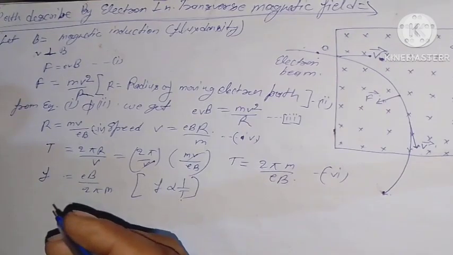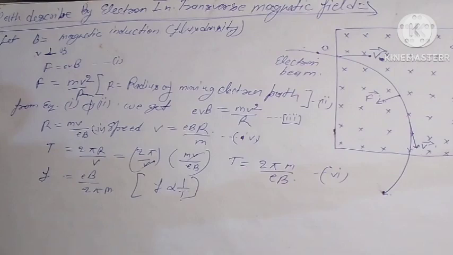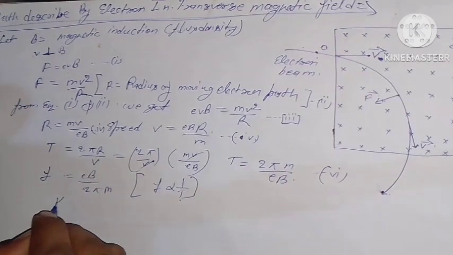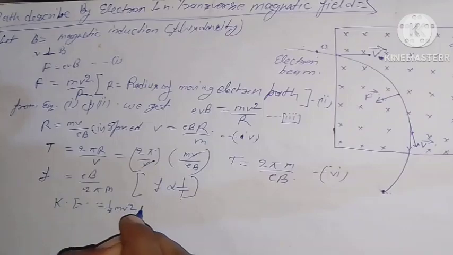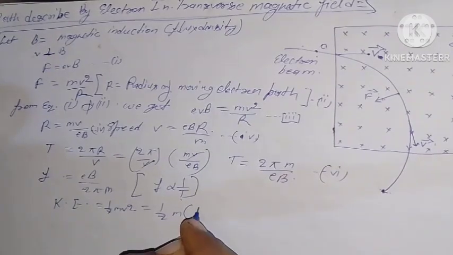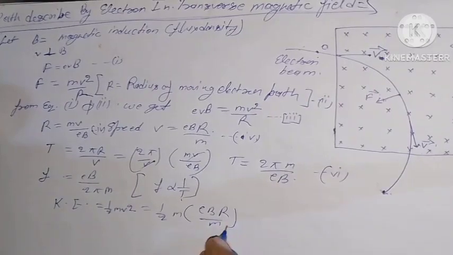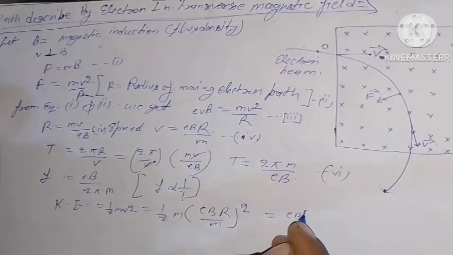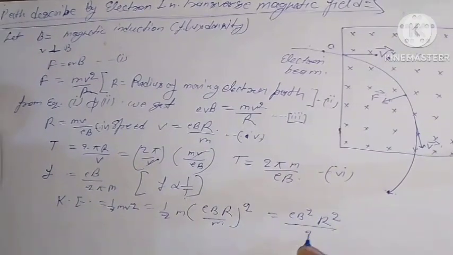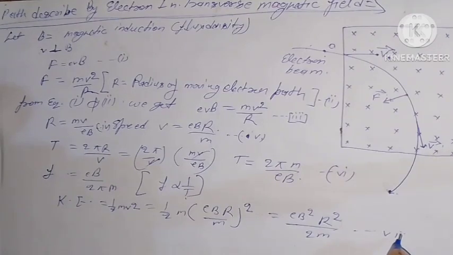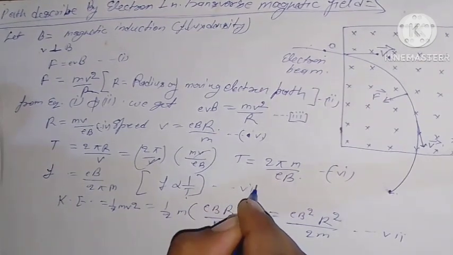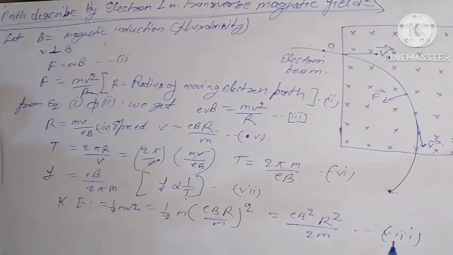Kinetic energy of the revolving electron in the transverse magnetic field is given by kinetic energy equal to 1 by 2 mv square, that is 1 by 2 m times the value of v, eBR by m, whole square, that is e square B square R square by 2m. This is equation number 7.